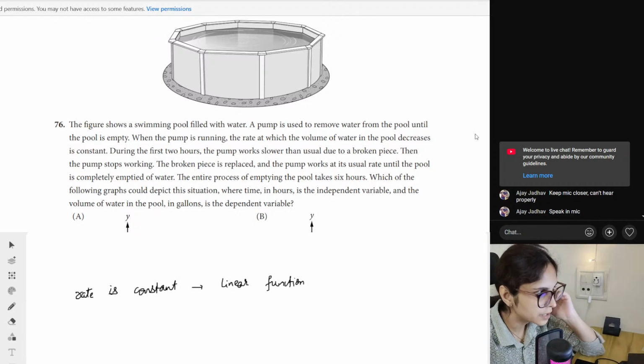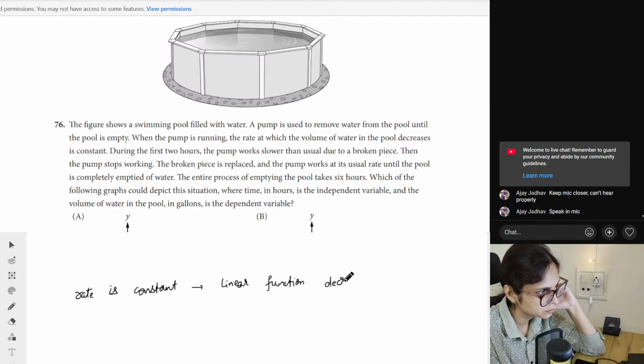So the first thing: when the pump is running, the rate at which the volume of water decreases is constant. That means it's a decreasing linear function. Decreasing, because you're taking out the water.